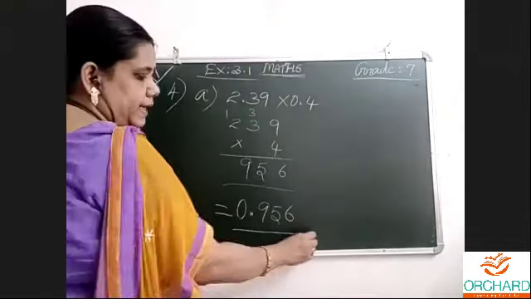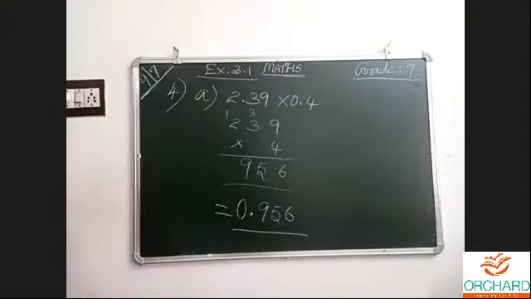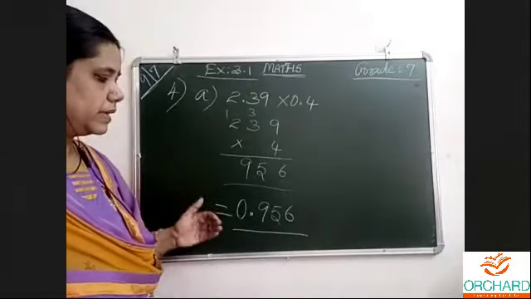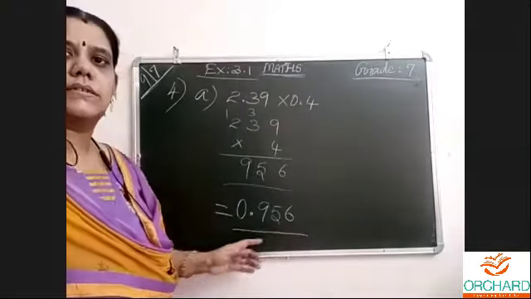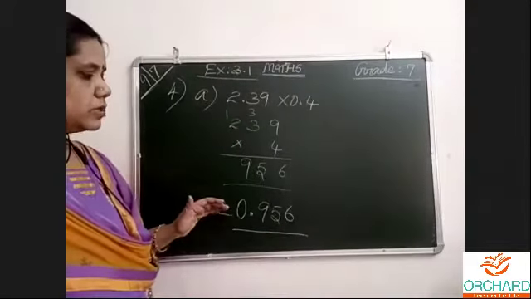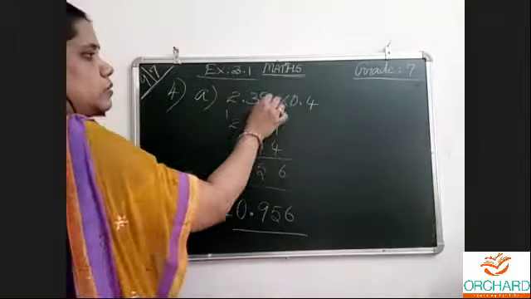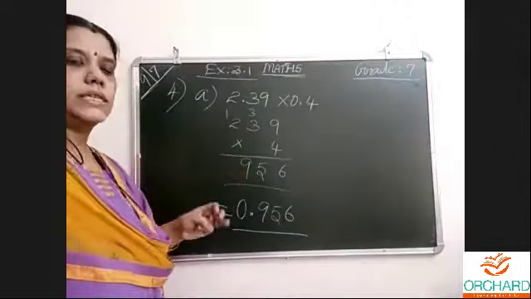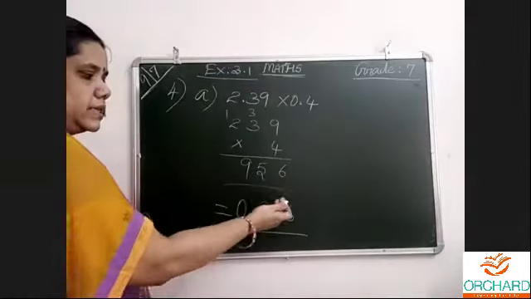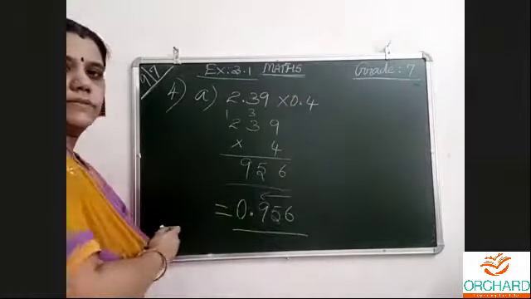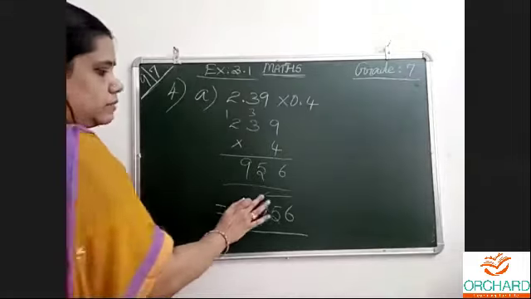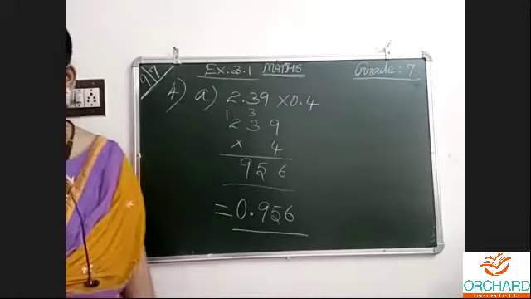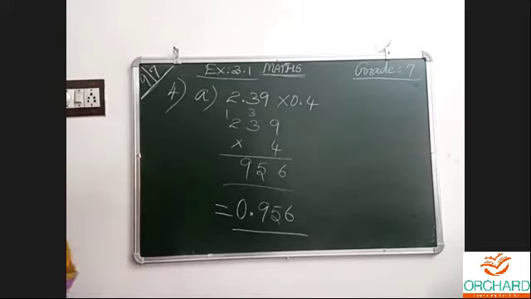After that, we should write a 0 so that we can pronounce it. We cannot pronounce just a point; normally we pronounce 0.956. Like this, in order to pronounce. So from the last digit of the answer, we should proceed like this, and we should keep a point. Very, very easy. Normal multiplication.